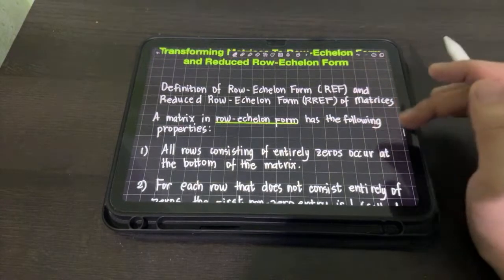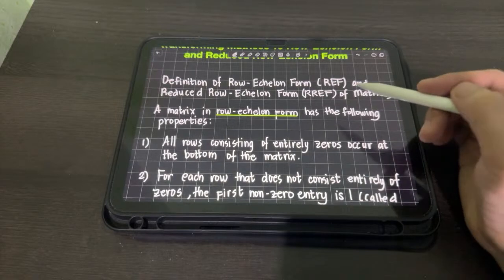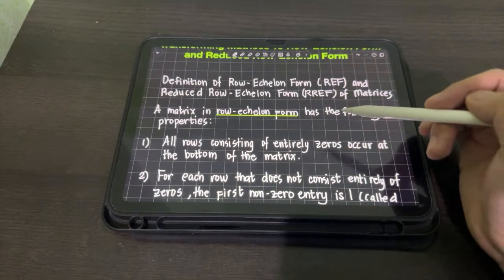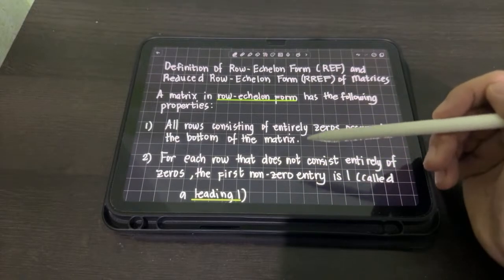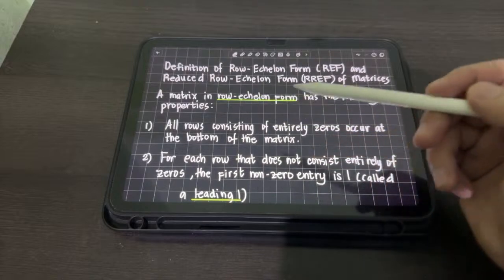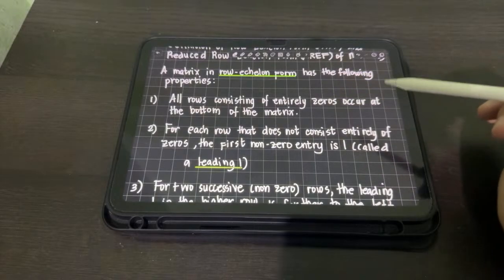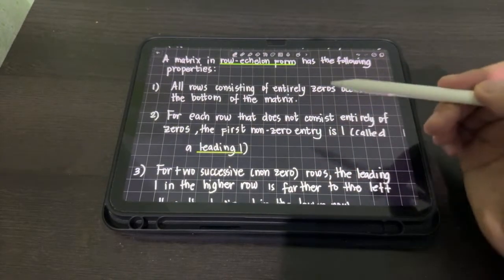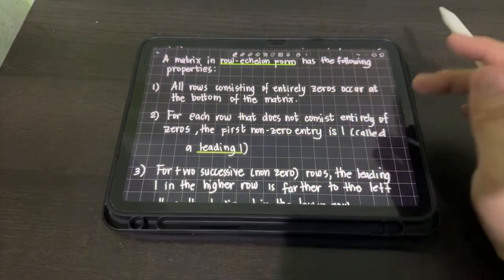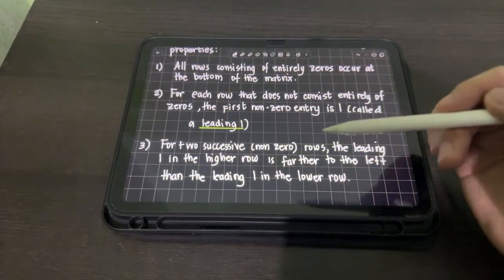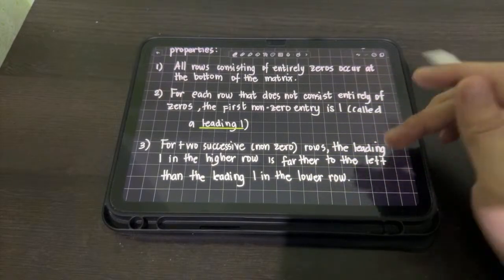As a quick review, I wrote here the different properties or definition for row echelon form or REF and reduced row echelon form or RREF of matrices. We already discussed this in the previous video that I told you. A matrix in row echelon form has the following properties. One, all rows consisting entirely of zeros occur at the bottom of the matrix. Two, for each row that does not consist entirely of zeros, the first non-zero entry is 1, called a leading one. Three, for two successive non-zero rows, the leading one in the higher row is farther to the left than the leading one in the lower row.